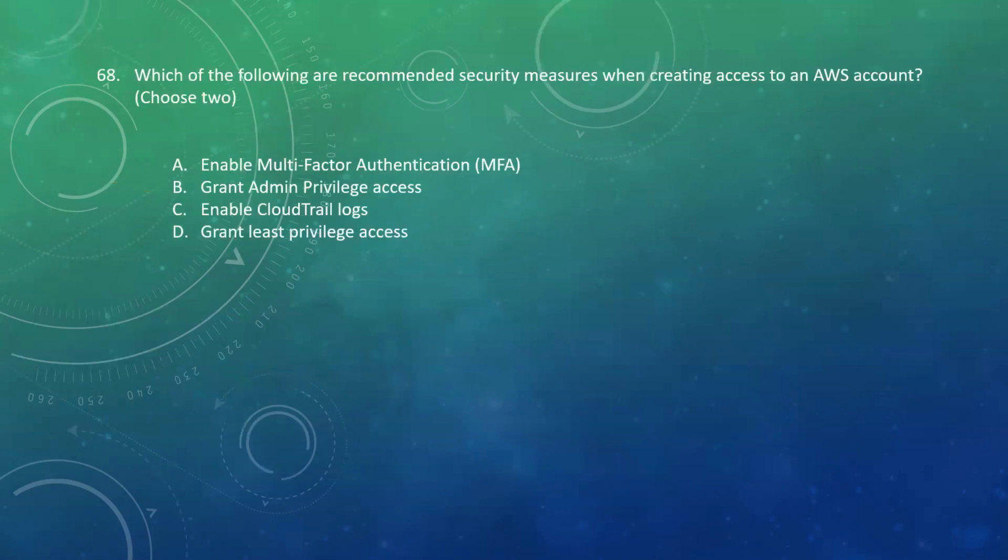Moving on to next question. Which of the following are recommended security measures when creating access to an AWS account? You need to choose two options. Your options are enable multi-factor authentication, grant admin privilege access, enable CloudTrail logs, grant least privilege access.